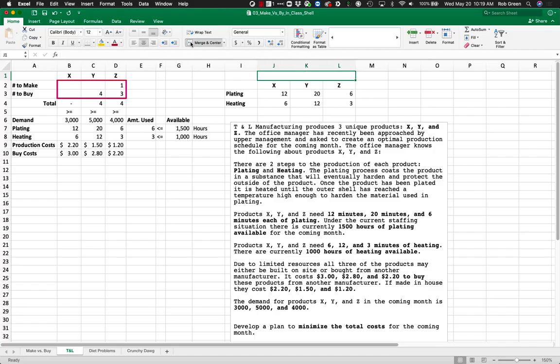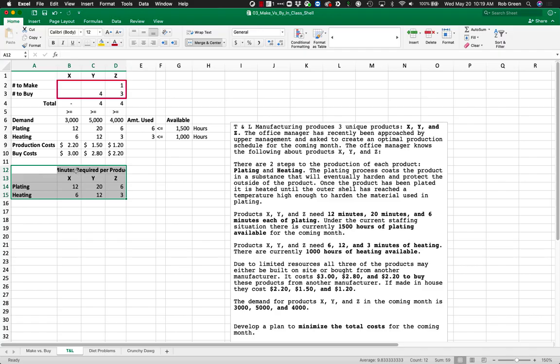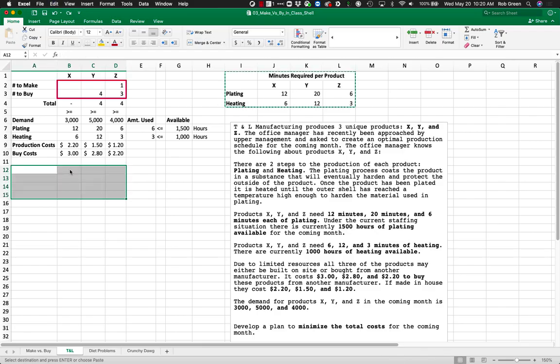And we're going to merge and center this and say minutes required per product. Okay, this gives us some good information over here. I have my minutes required per product. Now you can put this anywhere. I prefer to put it here. You could put it down here. Okay, and if you put it down here, you can just get rid of this. But you'll see it sort of squeezes out my title there. I don't really like that, so I'm going to leave it right over here.